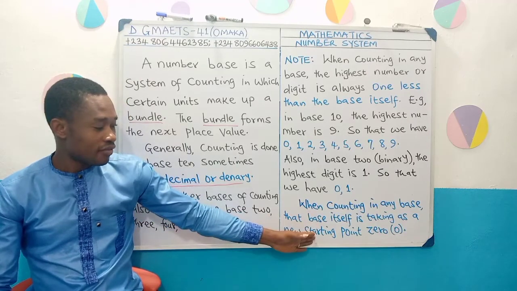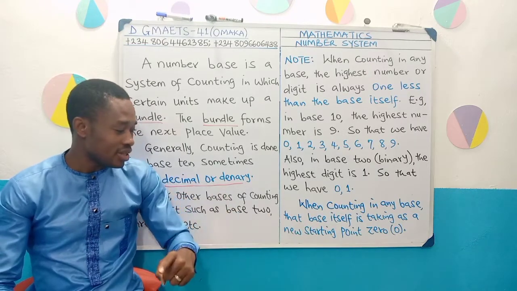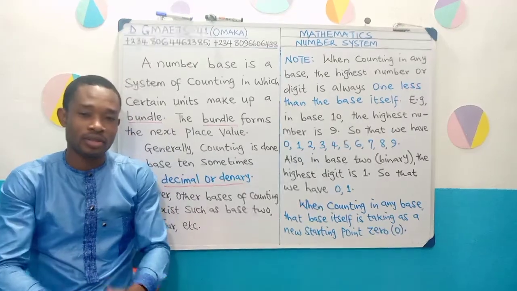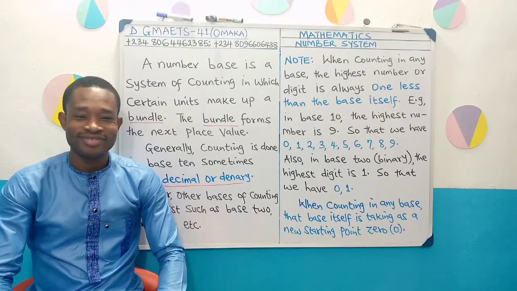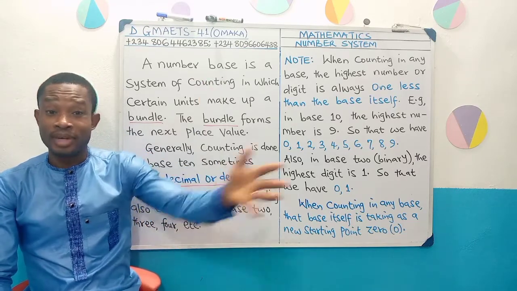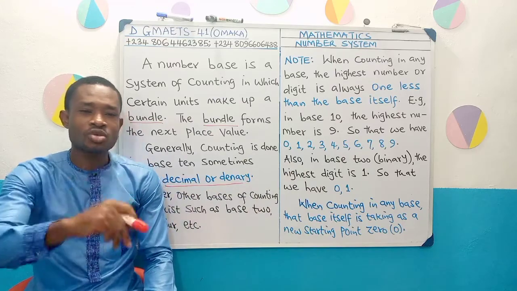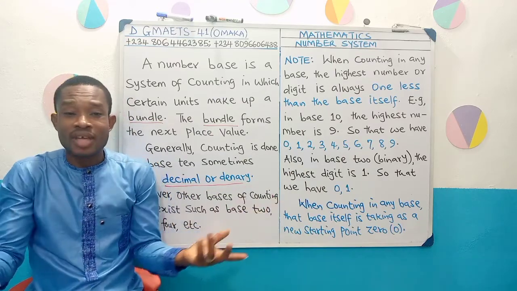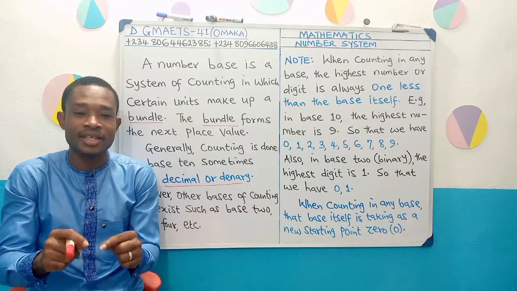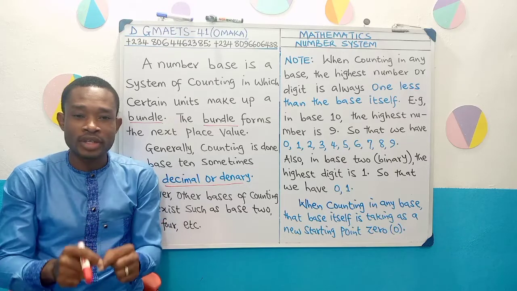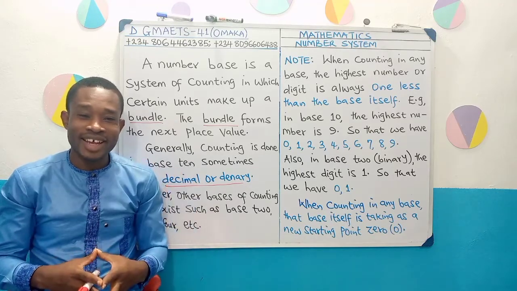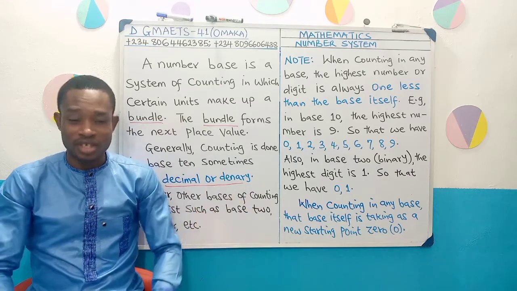So here I have this note that when counting in any base, that base itself is taken as a new starting point, 0. I said that earlier, is that not so? You're doing your addition in base 10, for example. Once you add any 2 digits or more than 2 digits and it gives you 10, you can't record that 10, because that 10 is like your starting point now. So you take it to be 0. Then you move over another digit, just like we do it in normal calculation.